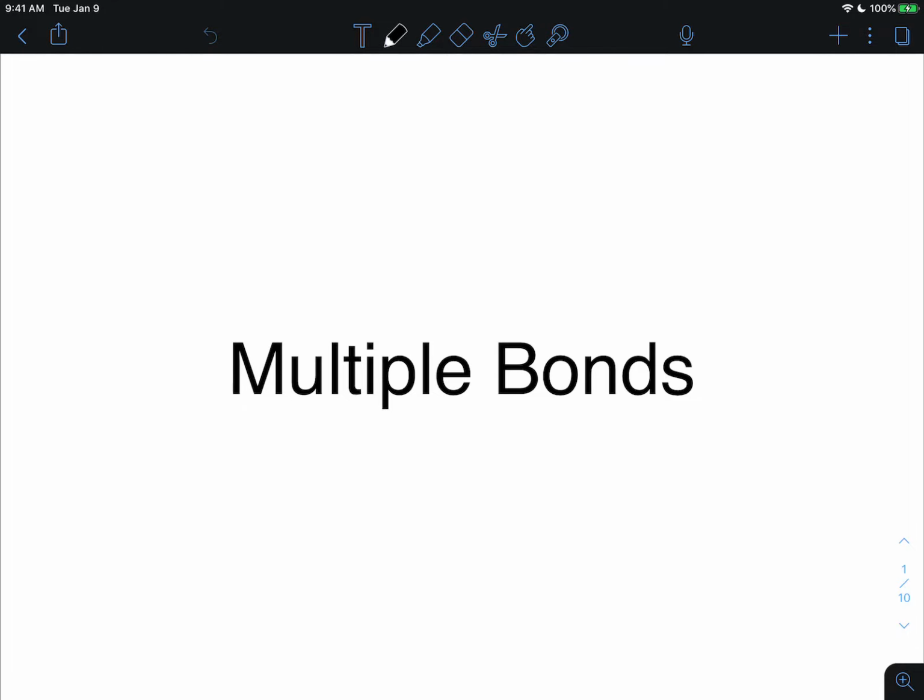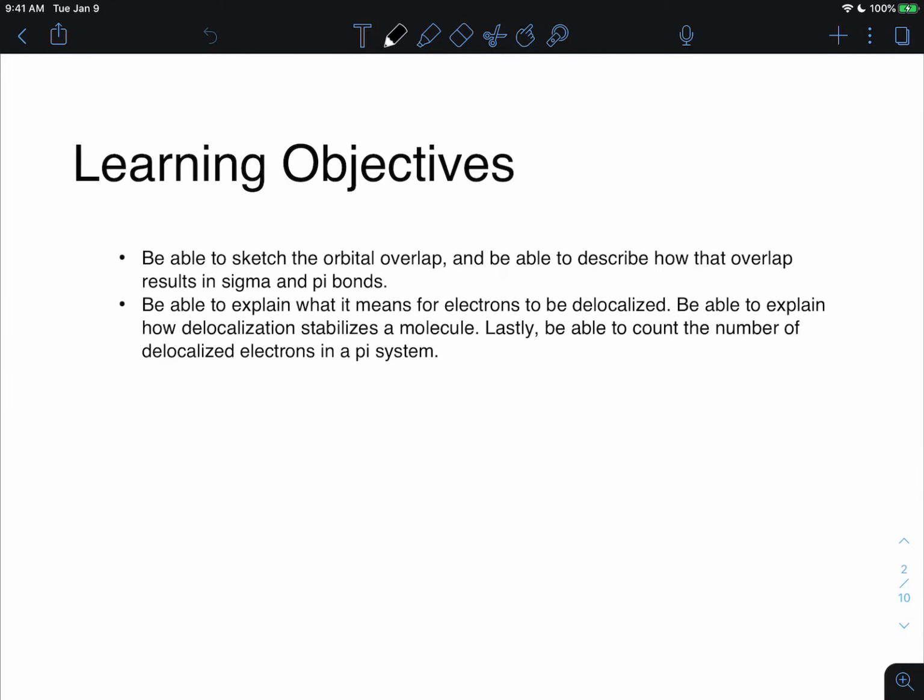Hello. In this video, we're going to be talking about multiple bonds. So we should be able to sketch orbital overlap and describe sigma and pi bonds using that overlap, and then know what a delocalized electron system is. So I understand how electrons can be delocalized and how it is actually going to lead to stabilization within the molecule. And we should be able to count the number of delocalized electrons in a pi system.